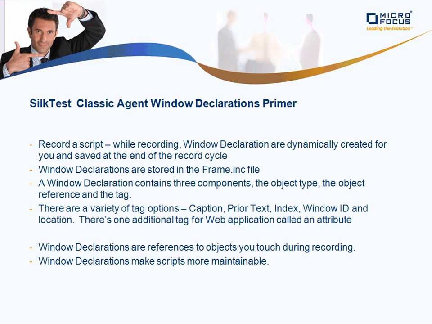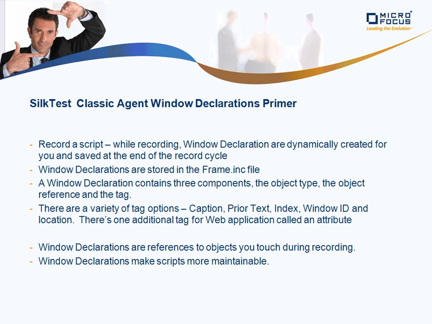And the window declarations are made up of three components. There's the object type, the object reference, and the tag. There are a variety of tags that can be used to find an object. You can find an object by its caption, by its prior text, its index, window ID, and location. And if you're testing in a browser, there's an additional tag called an attribute.